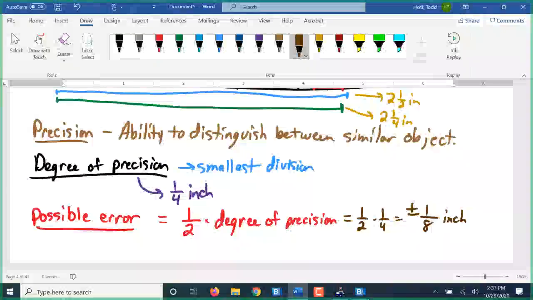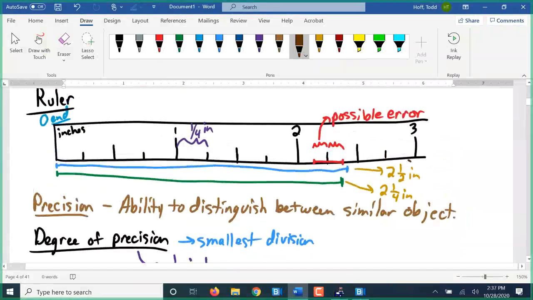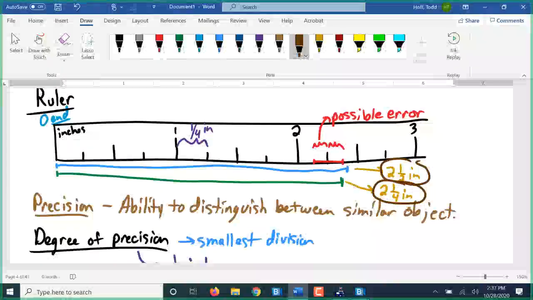The plus or minus means that if we measure something, and this one measured out to be 2 1/2 inches, or 2 1/4 inches, whichever one we're looking at, the actual length of that can be off, could be smaller by 1/8 of an inch or larger by 1/8 of an inch, because it's halfway to the next division. But it measured as 2 1/4 inches in this case, because that's the division it was closest to.